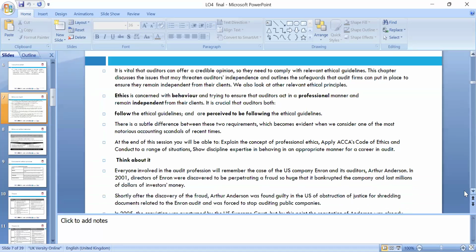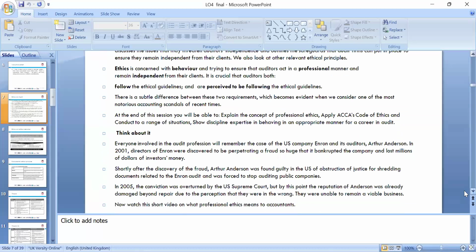Think about it, please: everyone in the audit profession will remember the US company Enron and its auditor, Arthur Andersen, back in 2001, and how they manipulated things and the auditor did not manage to pick it up and provide true and fair information. So that is very, very crucial: true and fair information to provide. Guys, that is very crucial, and it helps to achieve the objective. So we need to make sure we pursue it accordingly.